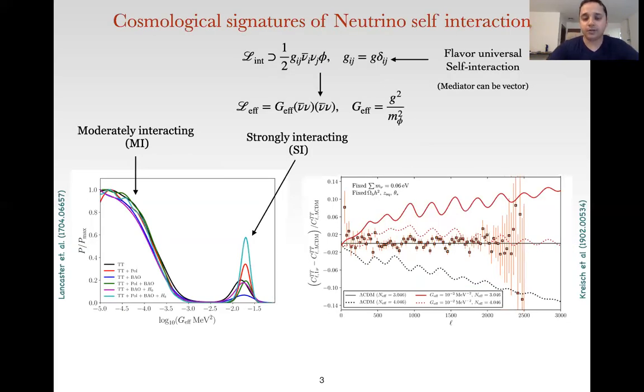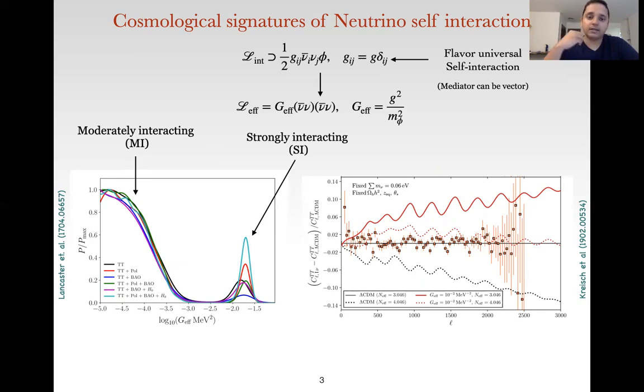So when people study cosmological signatures of neutrino self-interaction, they start out with a Lagrangian like this, where we have two neutrinos, ν_i and ν_j, coupling to a scalar, let's say φ. Now this scalar can very well be a vector mediator. It does not change the phenomenology. When you integrate out this particle φ, you get a four-Fermi neutrino interaction of this form with an effective coupling G_eff.